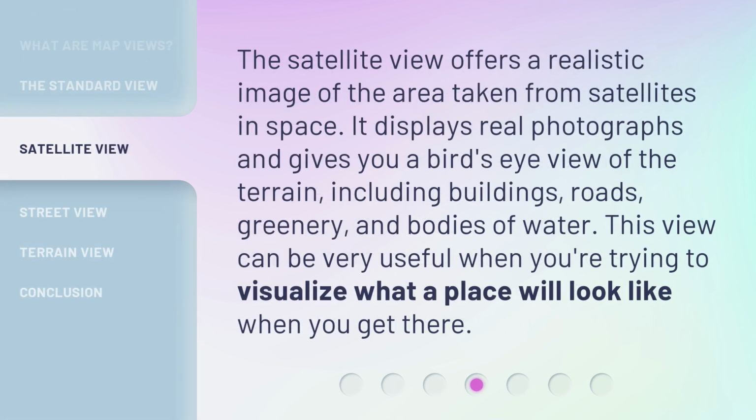The satellite view offers a realistic image of the area taken from satellites in space. It displays real photographs and gives you a bird's eye view of the terrain, including buildings, roads, greenery, and bodies of water. This view can be very useful when you're trying to visualize what a place will look like when you get there.